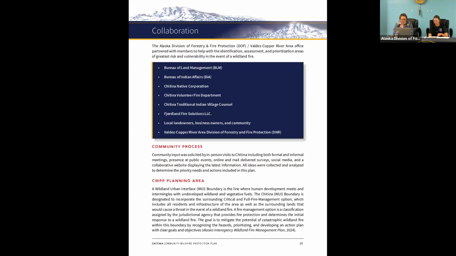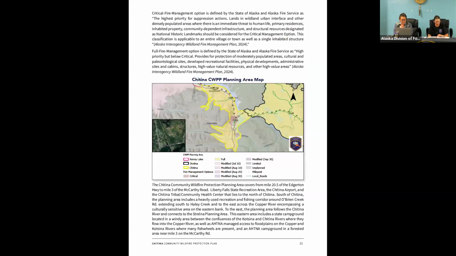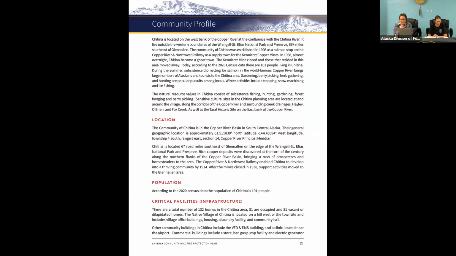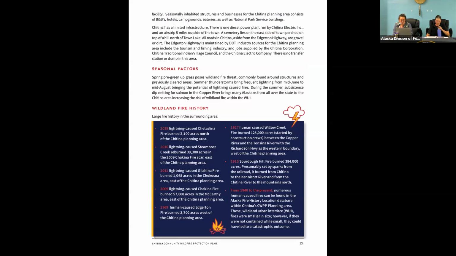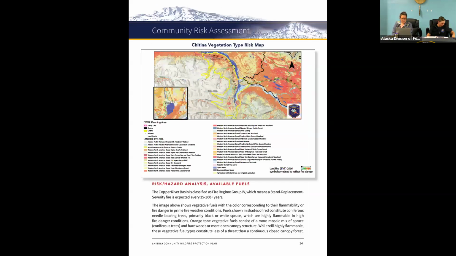Collaboration, these are all of the contributing entities that provided input and helped create this document. The community profile includes the 2020 census data and an overview of critical facilities, seasonal factors that contribute to wildland fire risk to your area, as well as a brief wildland fire history. And then we get into the meat and bones of it. Back to Jenny for the community risk assessment.